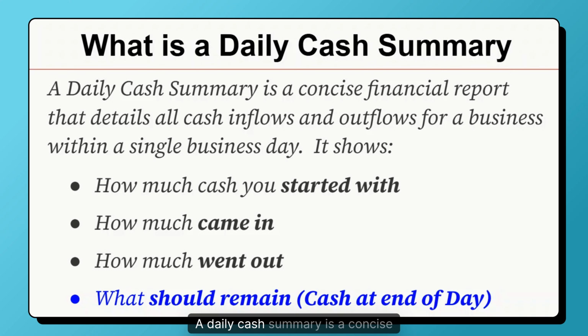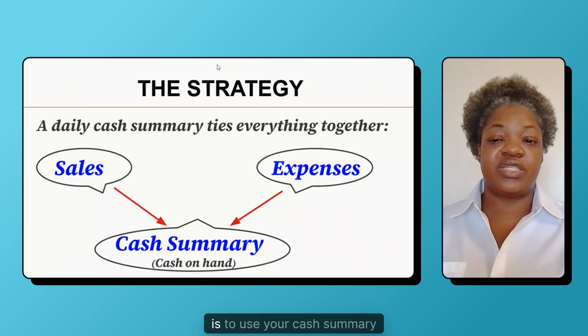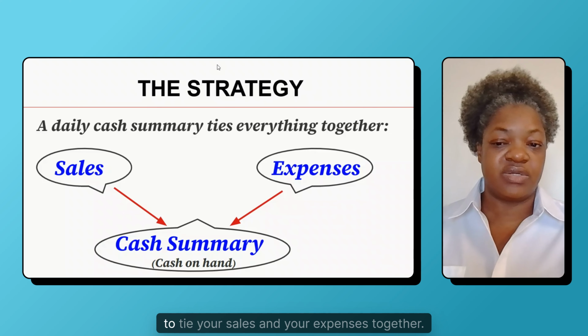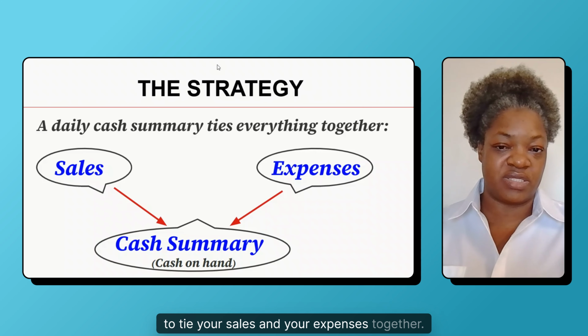So, what is a daily cash summary? A daily cash summary is a concise financial report that details all cash inflows and outflows for a business within a single day. It shows you how much money you started the day with, how much money came in through sales, how much money went out by expenses, and then what you should have remaining at the end of the day. The strategy here is to use your cash summary to tie your sales and your expenses together.